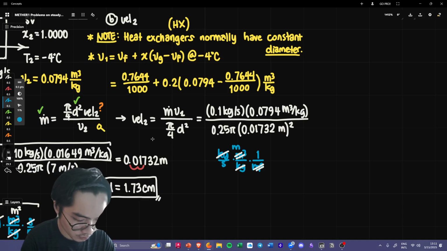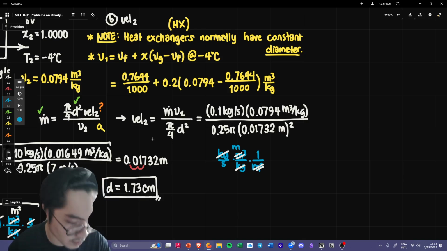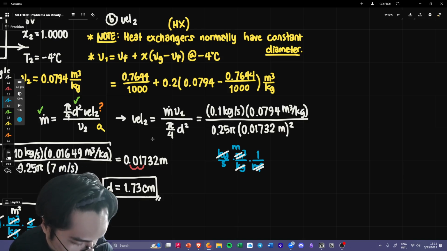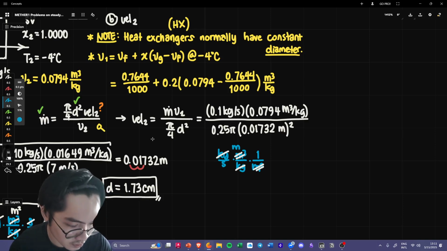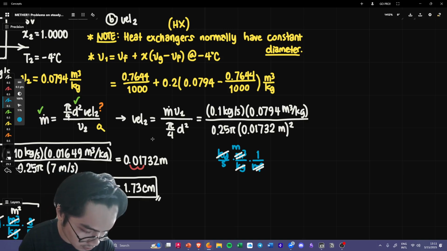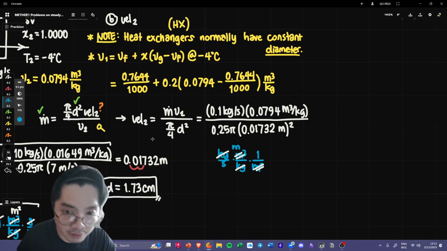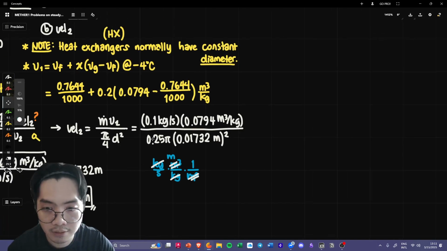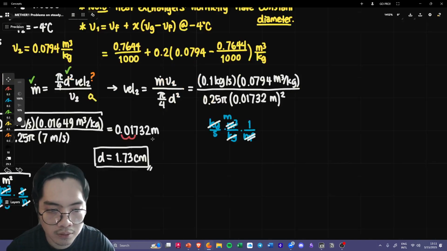Now, 0.0794 all over 0.25 pi times the answer earlier. We will have, is this right? 21.5, 0.01. Sorry. That was not the answer earlier. Should be a squared. 33. Right? 33. Oops. Where should we write this?